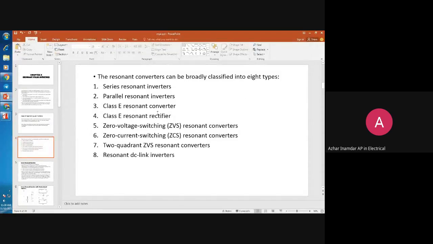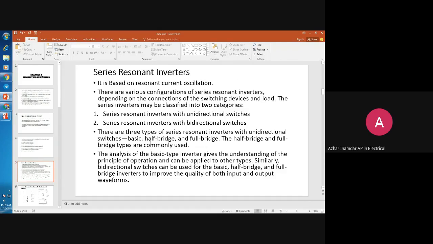There are different types of resonant converters. There are 8 types: series, parallel, class E inverter, class E resonant rectifier. As I said, zero voltage switching, zero current switching, two quadrant ZVS resonant converters, and resonant DC link inverters. We are going to study all this in our curriculum. So first one, we will start with the series resonant inverter.